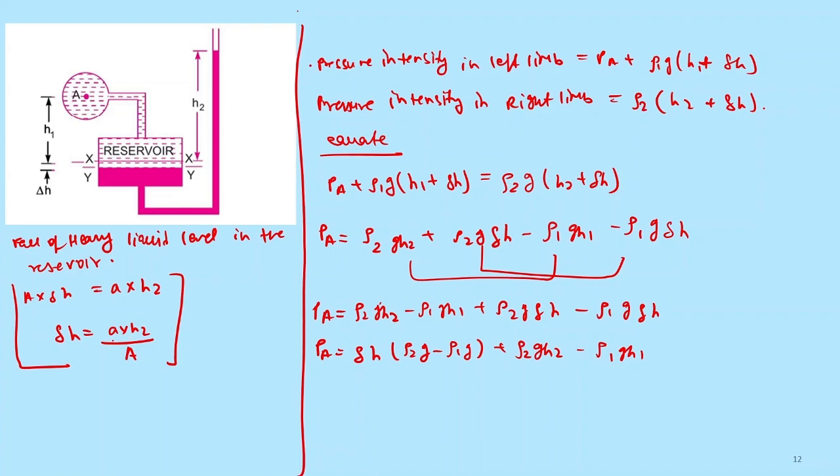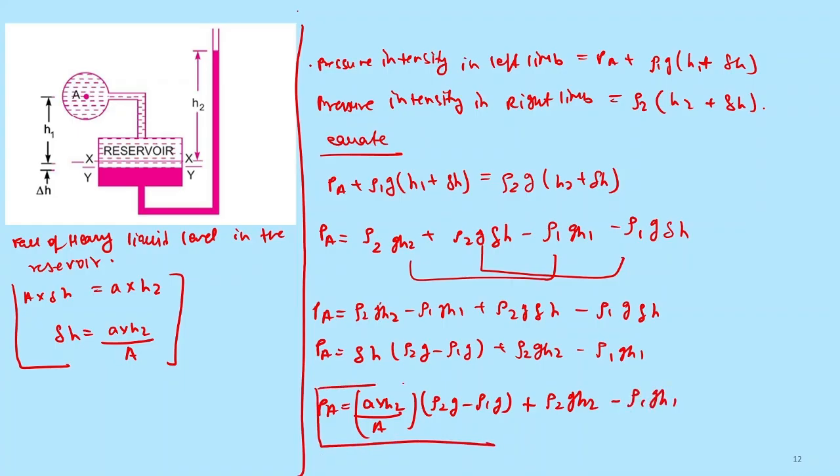And here the value of del H equal to A into small a into H2 upon A. So we will put it here. So PA will become (small a into H2 upon A) multiplied by (rho 2 G minus rho 1 G) plus rho 2 GH2 minus rho 1 GH1. And this is the final answer.